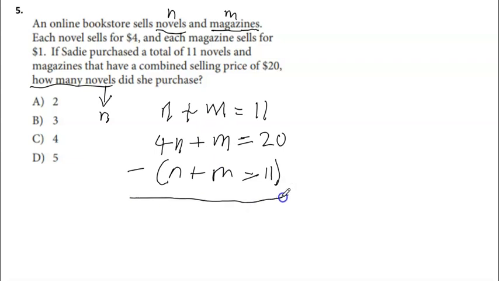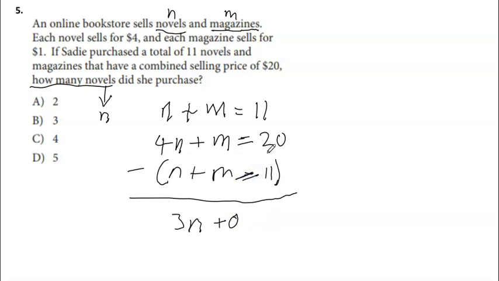Right? If I do this, I will have 4N minus N equals 3N. And I'm going to have M here minus M because of this minus, right? So it's going to be crossed out. So let's just say 0. And then I'll have 20 minus 11.